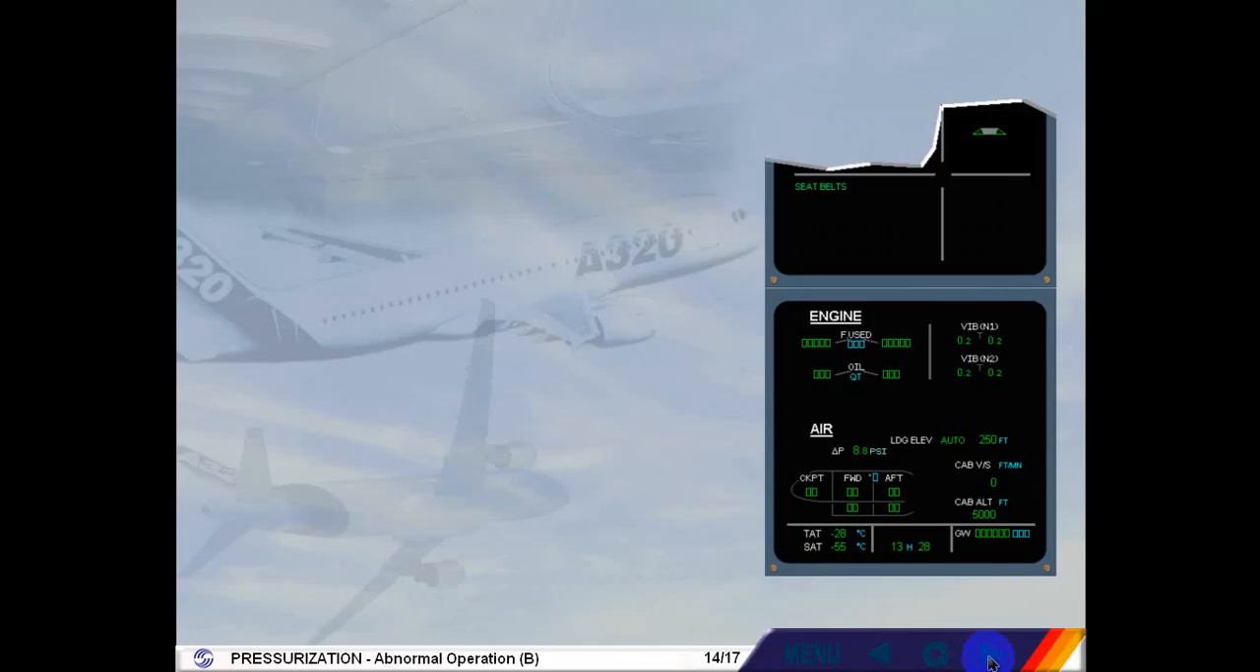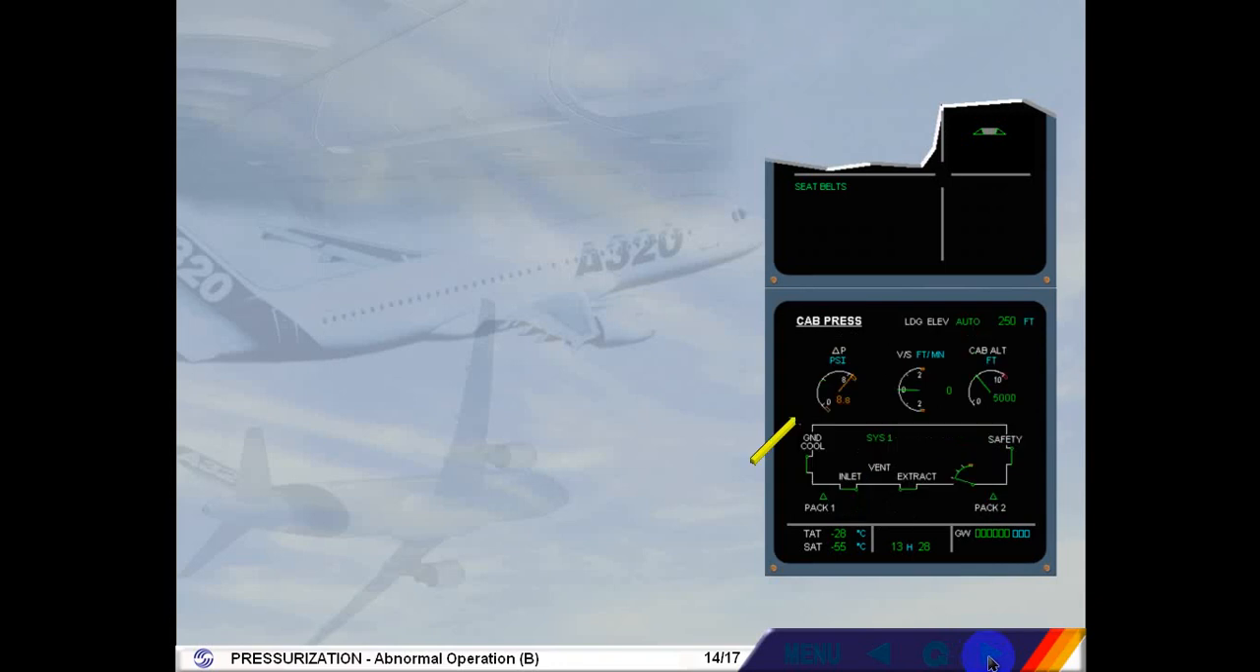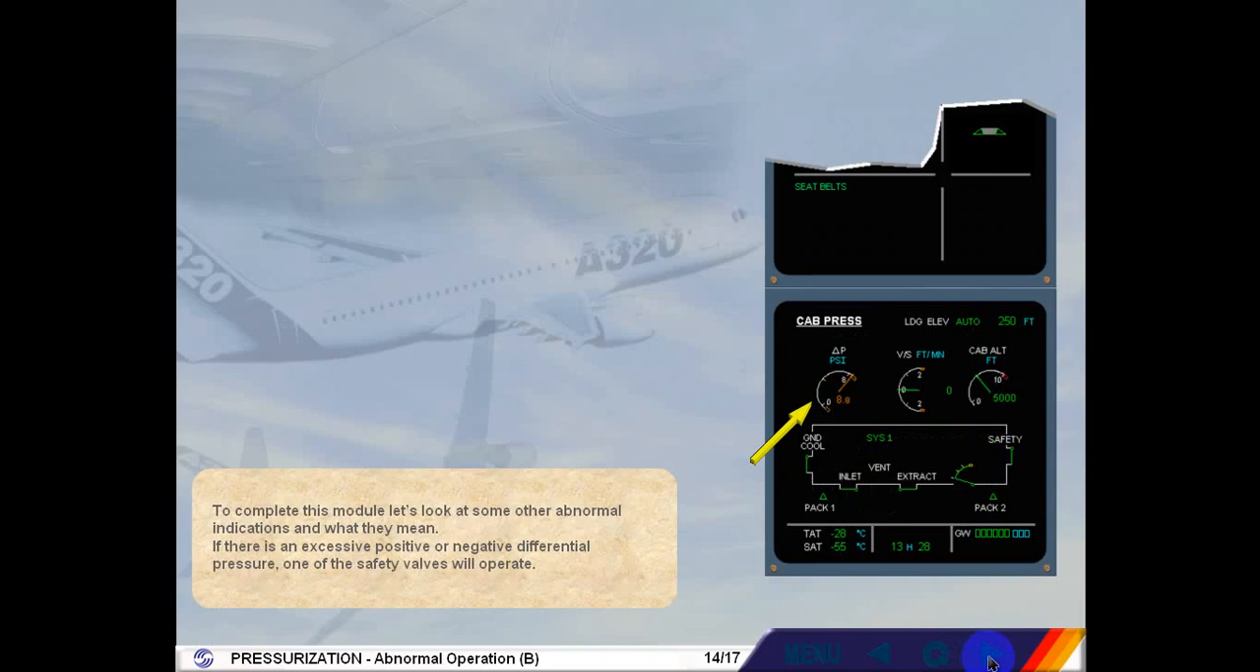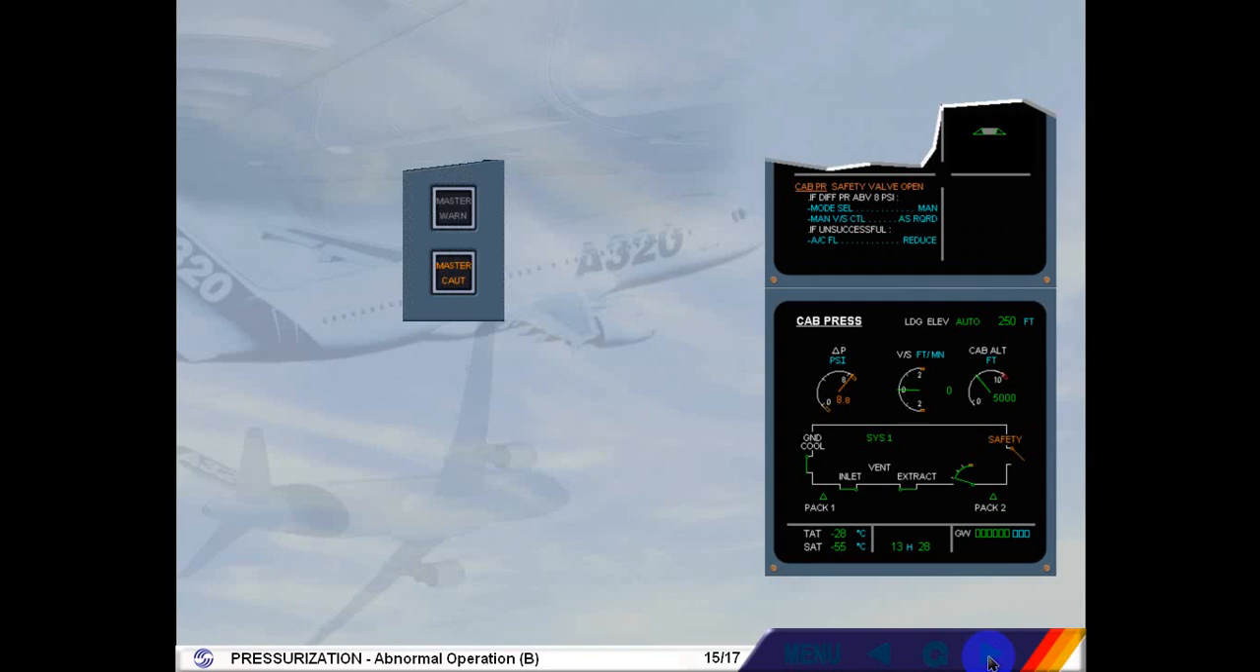To complete this module, let's look at some other abnormal indications and what they mean. If there is an excessive positive or negative differential pressure, one of the safety valves will operate. An ECAM caution, cabin pressure safety valve open, is generated and the safety valve indication on the cabin pressure page changes to amber.